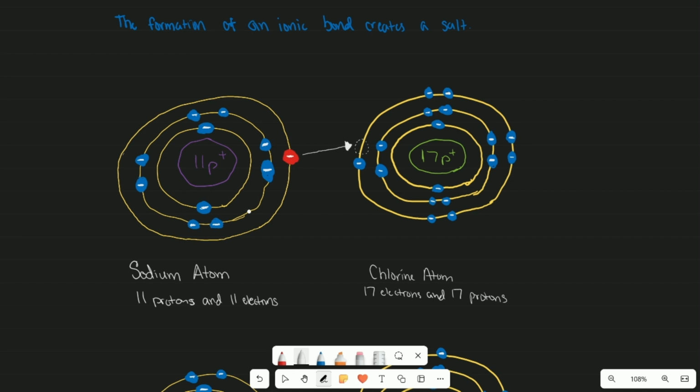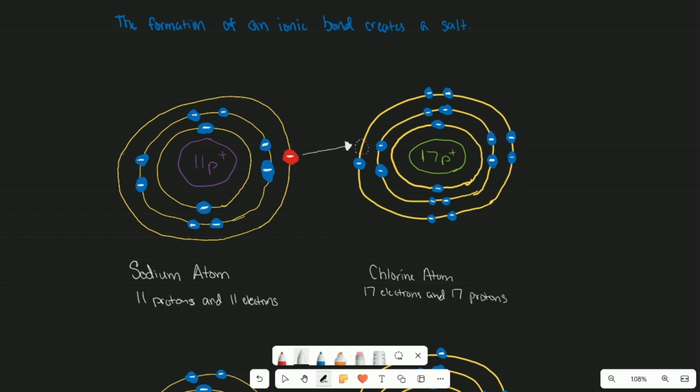If we count all the electrons inside of sodium, you've got 1, 2, 3, 4, 5, 6, 7, 8, 9, 10, 11. So that's why it has 11 protons and 11 electrons. Then you come over here to the chlorine atom. You can do the same thing and count them, and you'll have 17 electrons, all in blue. You'd have 17 protons and then 17 electrons in the shells.